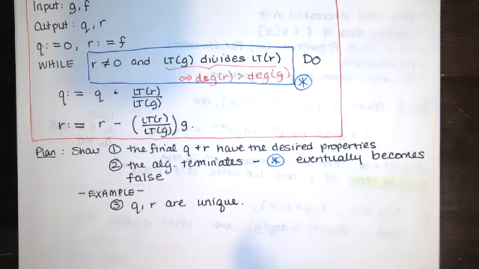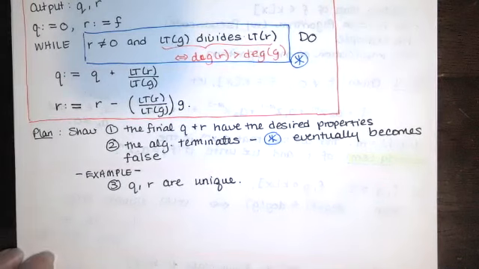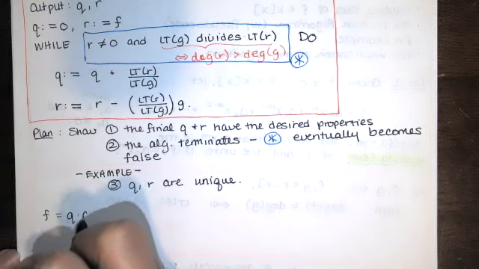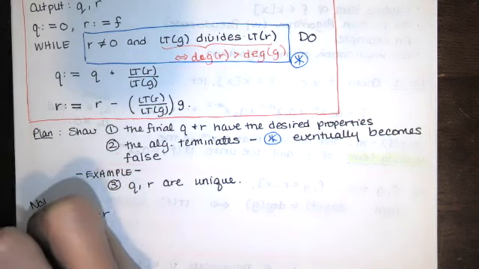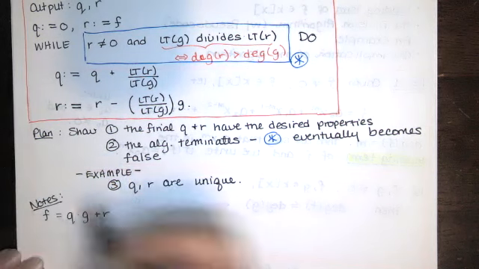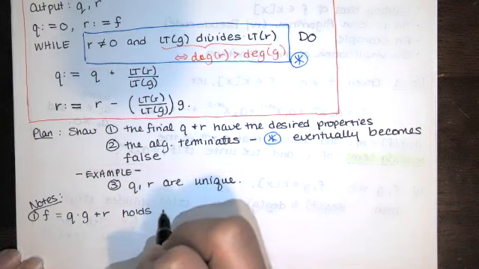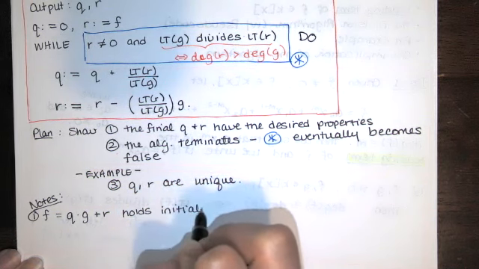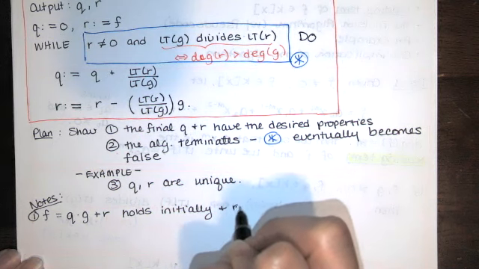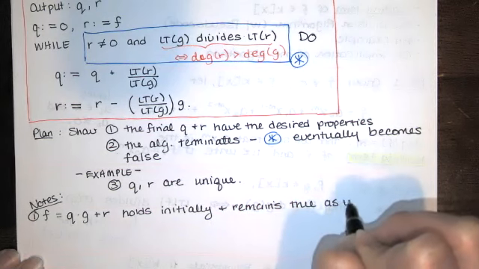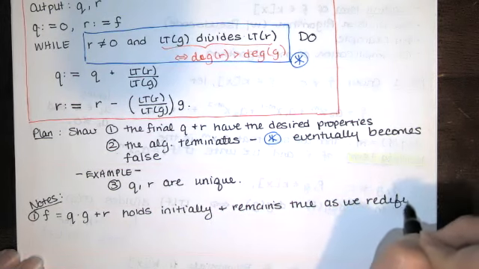All right, first let's show that Q and R have the desired properties. Well, in order to show that, we need to note that the fact that F is equal to Q times G plus R holds the whole time. That's our first note. So it holds initially, and it remains true as we redefine Q and R.